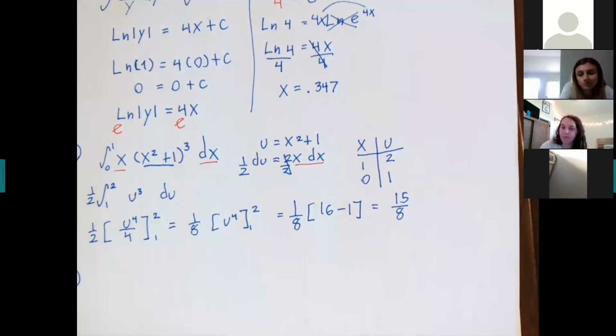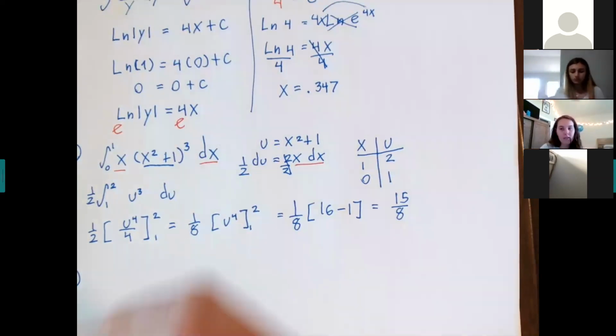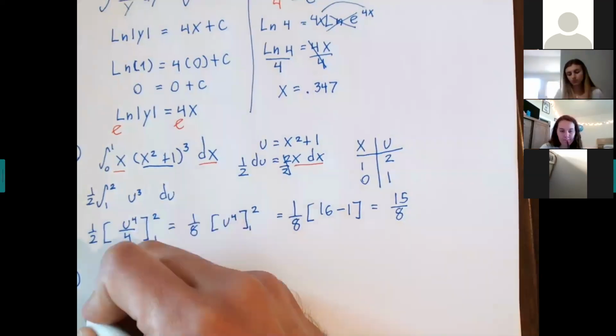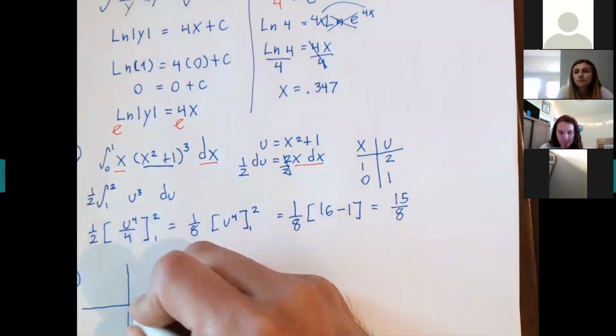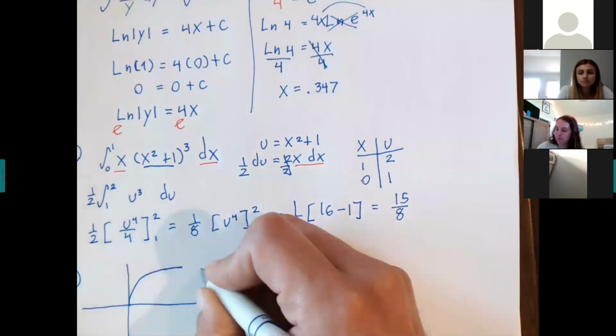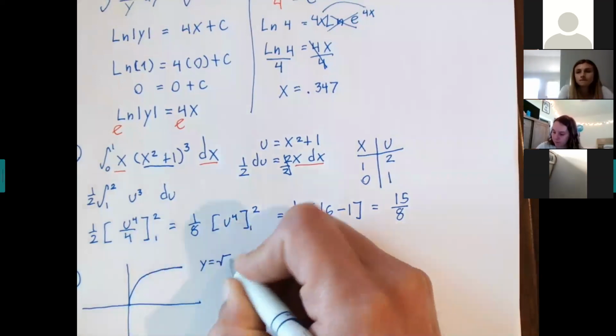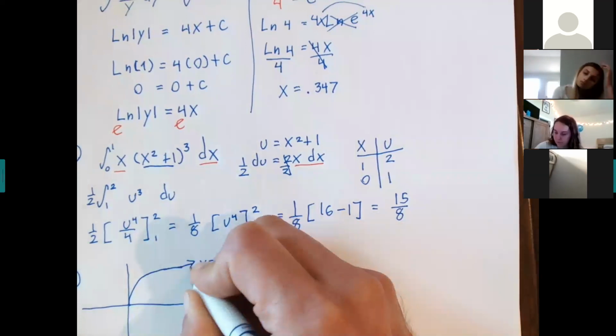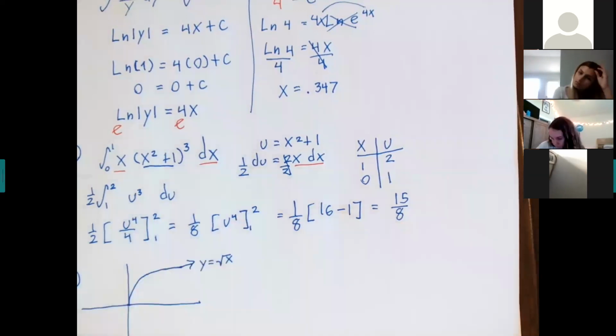Okay, so number 12. Okay, so we're finding the volume of the region bounded by the graphs y is equal to the square root of x and y is equal to x squared. Okay. Picture, of course. Let's say that this right here was y is equal to the square root of x. And this one right here, use a different color.